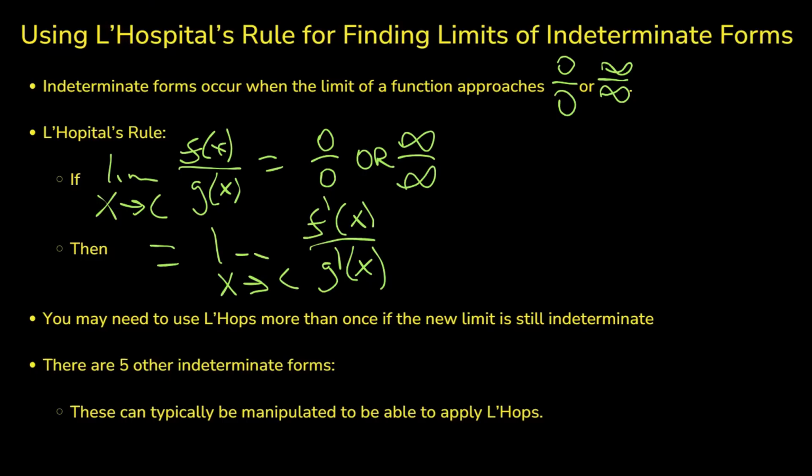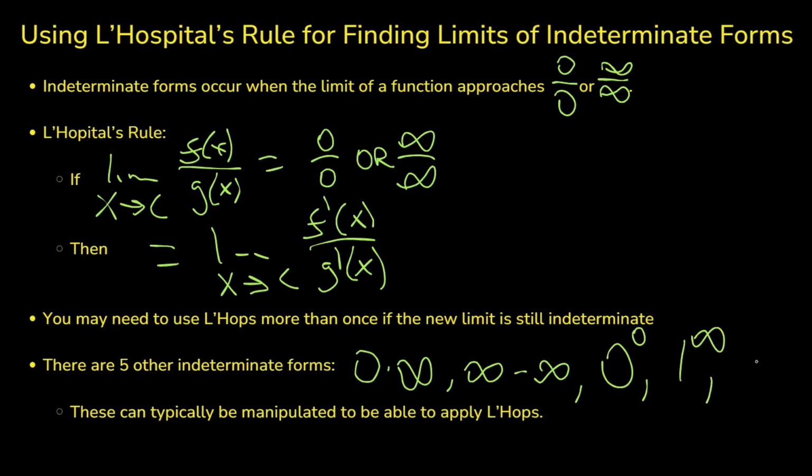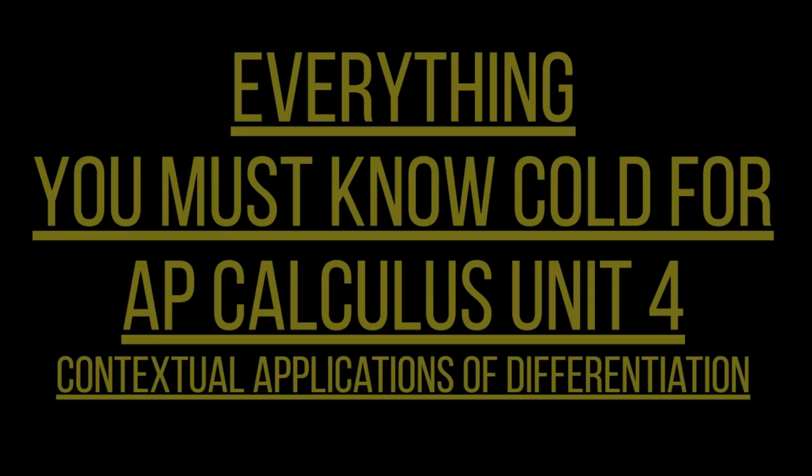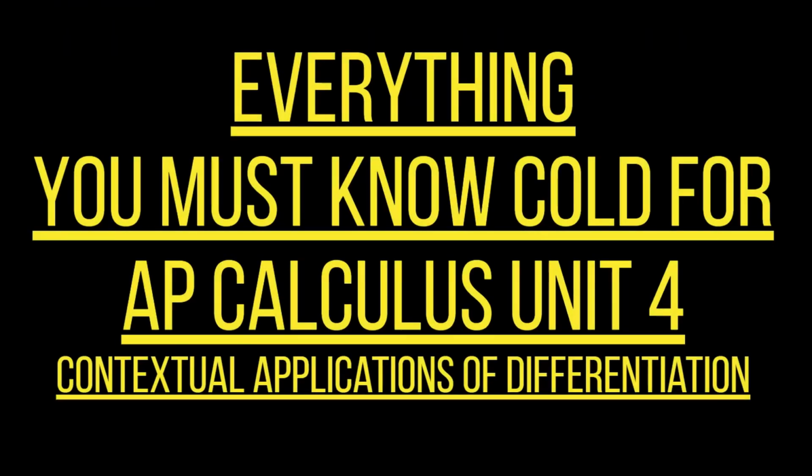There are, however, 5 other types of indeterminate forms. They are 0 times infinity, infinity minus infinity, 0 to the 0, 1 to the infinity, as well as infinity to the 0 power. Now, these can typically be manipulated to be able to apply L'Hopital's rule by rewriting them somehow so that you get either 0 over 0 or infinity over infinity. All right, guys, that's everything you must know cold for AP Calculus Unit 4 in order to be successful.